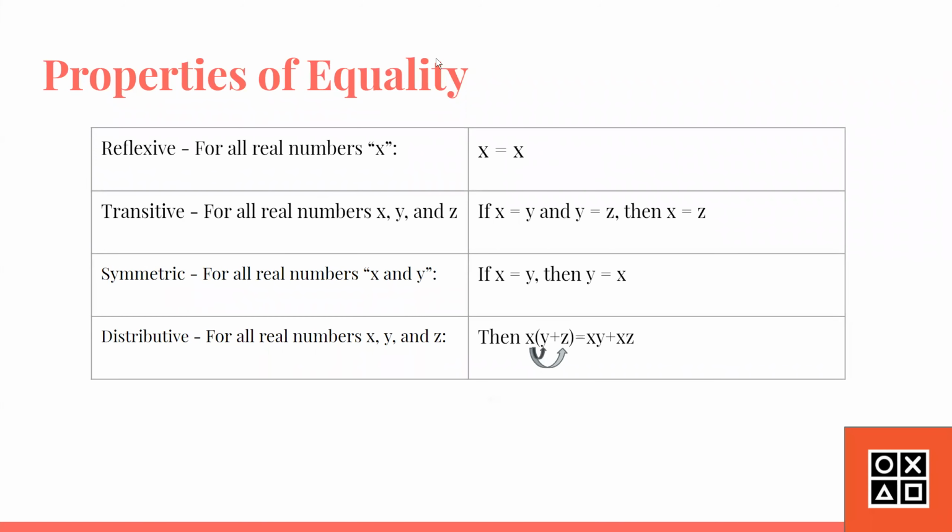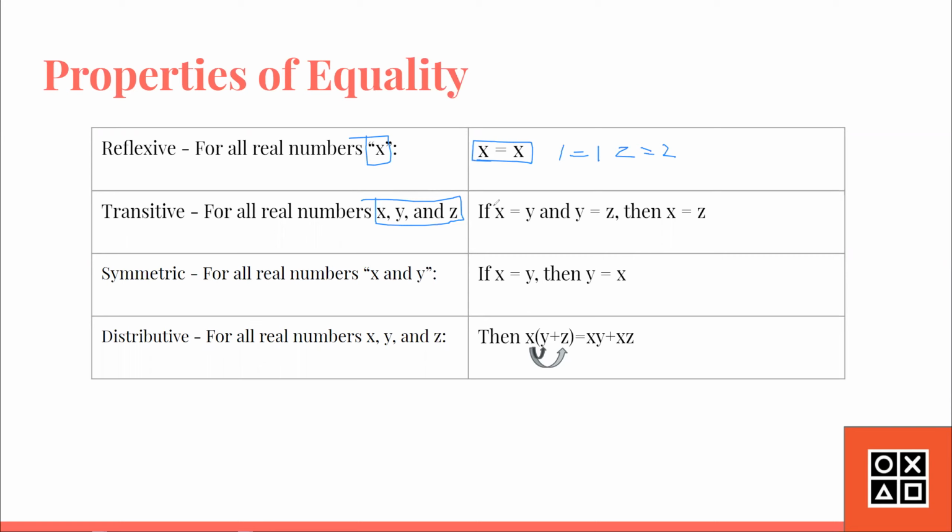Moving on, the reflexive property. So for all real numbers x, x equals x, just like 1 equals 1 or 2 equals 2. Next is the transitive property. So for all real numbers x, y, and z, if x equals y and y equals z, then x equals z. See how in both of these y is the common one, and basically what you're doing is just removing y, and x equals z. This is much like the substitution property. Next is the symmetric property. So for all real numbers x and y, if x equals y, then y equals x.